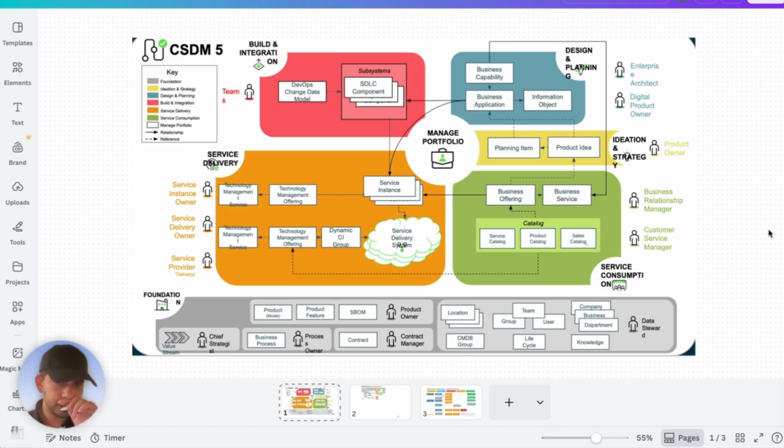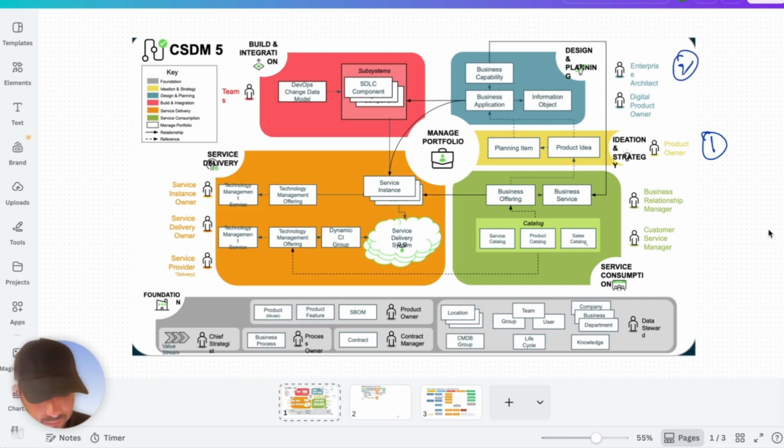So I will just explain a little bit about CSDM if you are new to it. As you can see over here, you must have already seen it so many times. CSDM is a framework which provides a common service data model, so how to model your data. The first stage is ideation and strategy. Suppose you have some product idea, then that goes into the ideation stage.